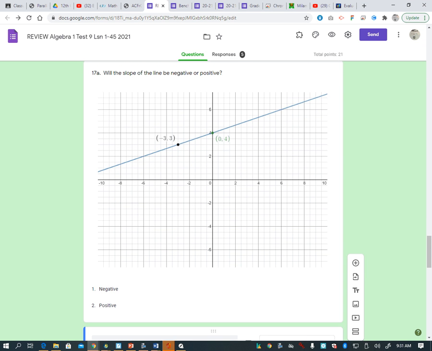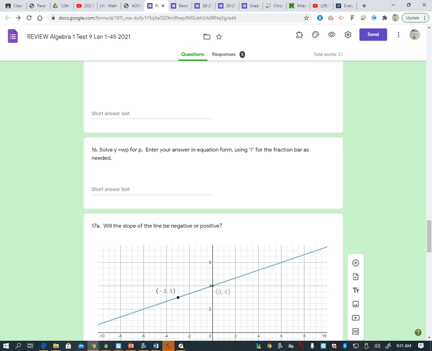Will the slope of the line be negative or positive? Positive, because it is doing what? Going up from left to right. It is going up from left to right, therefore it is positive. And we saw that when we found our slope, because our slope was positive 1/3. Okay? Positive. It went up 1/3, not down 1/3. Are we clear? All right.